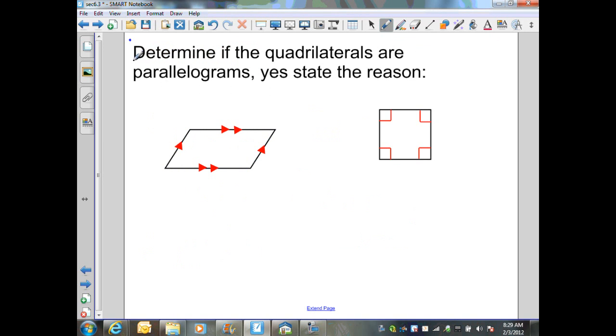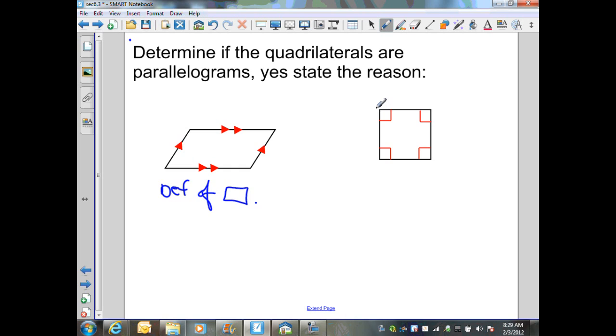In the next few slides, we want to use the diagrams and the information in them to determine if the quadrilaterals are parallelograms. And if the answer is yes, we want to state the reason why. Here's the first diagram. I have opposite sides being parallel. Therefore, this quadrilateral is a parallelogram by the definition of a parallelogram, both pairs of opposite sides being parallel.